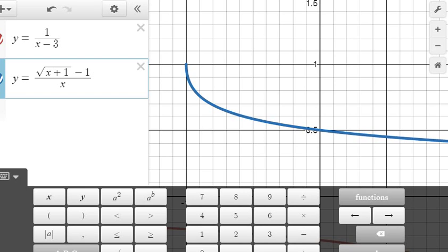The idea is not to do these on your calculator. The idea is to just kind of look at them and figure out what it is from there. I mean, you can do one of them on your calculator. I think most of you would probably struggle to put the other one in your calculator.